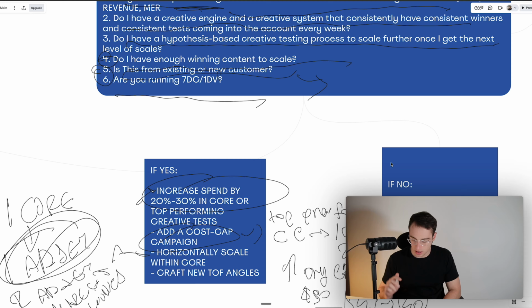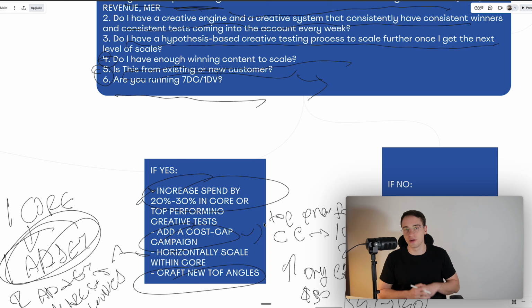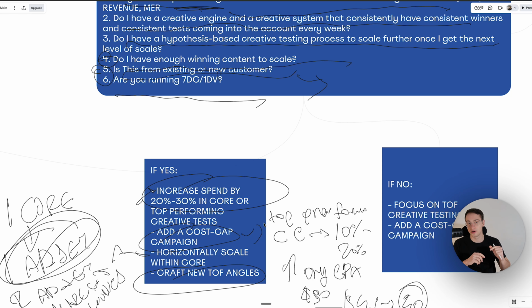And the other thing here, which is super important, is to craft new top of funnel angles. Again, this is not a technical perspective. It is more creative focused, but it's super important. You need to go back to the drawing board, see what's actually working, and drive multiple top of funnel creatives into that creative testing engine, so we can get more stuff tested and scaled.